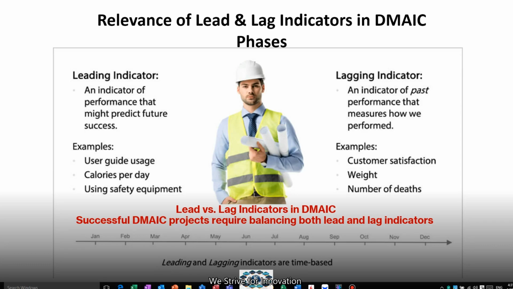In the analyze phase, you will examine the relationship between lead and lag indicators to identify drivers of success or failure. In the improve phase, you will implement changes that positively affect lead indicators, thereby influencing the lag indicator. And the control phase, which will be the final phase of DMAIC, you will monitor both indicators to ensure sustained improvement and to predict future trends.